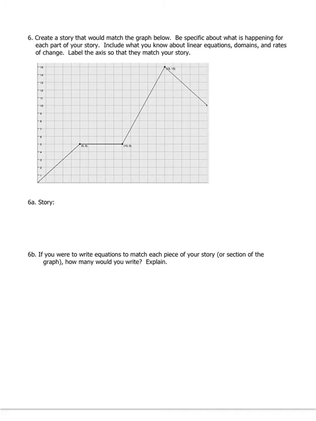For part B, it says, if you were to write an equation to match each piece of your story, how many would you have to write? Well, it looks like I have a line, a line, a line, a line. So I would say 1, 2, 3, 4. I would have to write 4 different equations because there are 4 different lines happening. Here's 1, 2, 3, and 4. So 4 different equations.